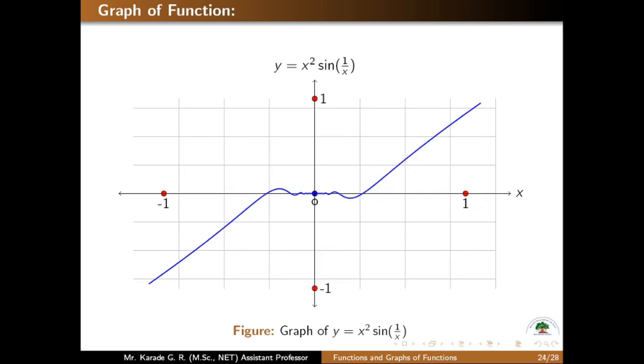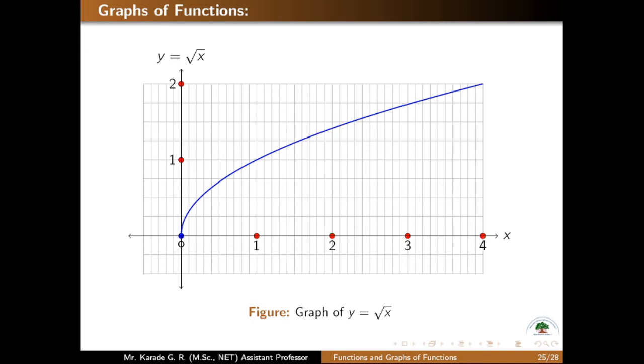The next function is y equal to x square into sine 1 by x. Here also the graph of the function y equal to x square into sine 1 by x is an oscillatory graph, but the oscillations become larger when x goes away from 0, and the oscillations become smaller and the frequency of oscillations becomes larger when x approaches 0. It is defined at x equal to 0, and this graph is continuous at x equal to 0.